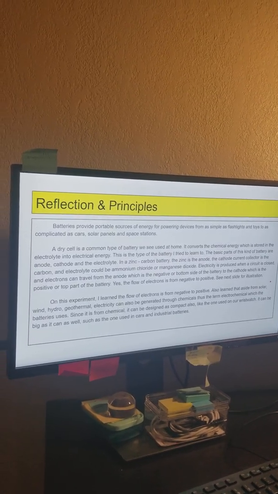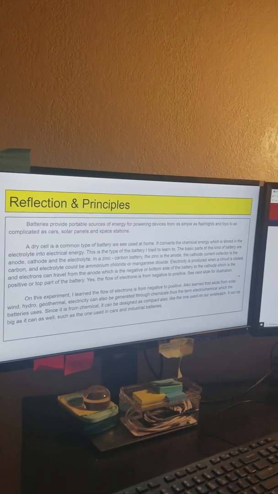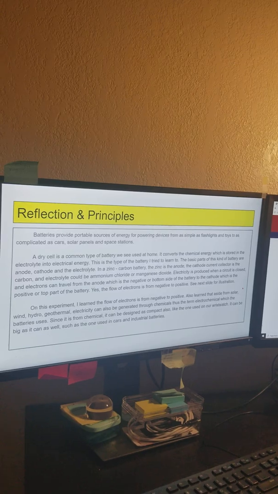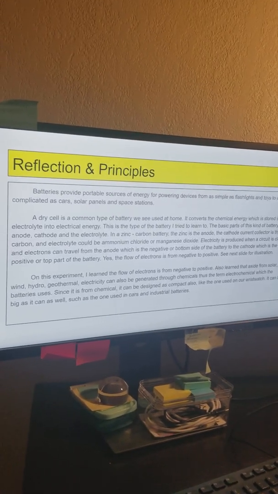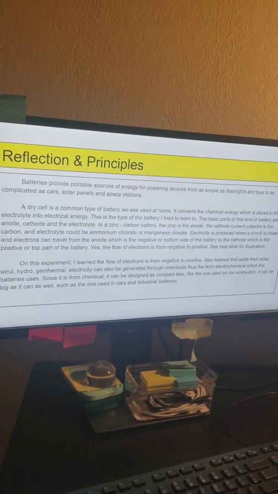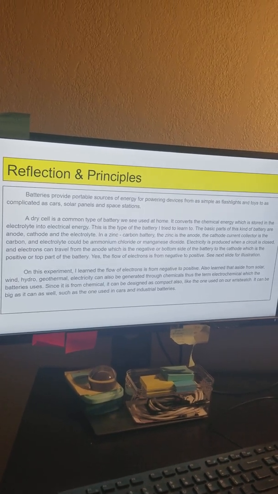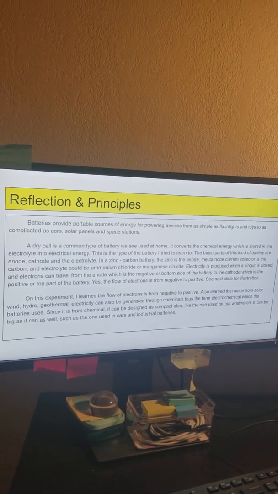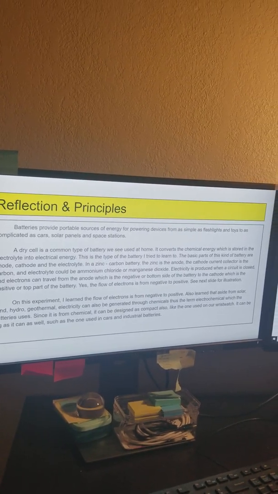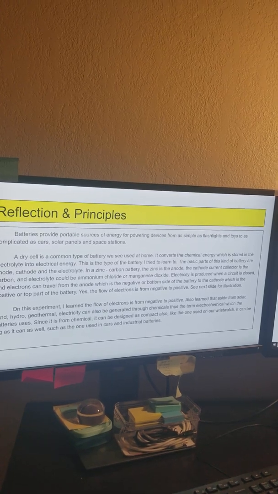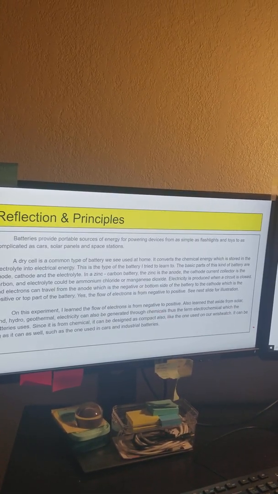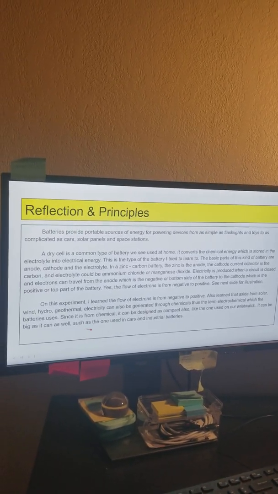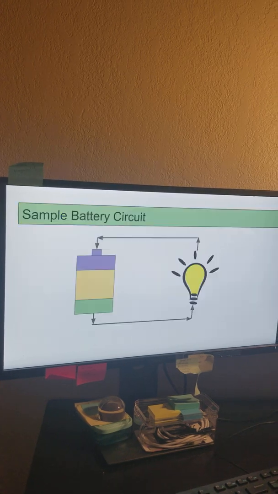In this experiment, I learned the flow of the electrons is from negative to positive. I also learned that aside from solar, wind, hydro, and geothermal, electricity can also be generated through chemicals, thus the term electrochemical, which the battery uses. Since it's from a chemical, it can be designed as compact also, like the one used on our wristwatch. It could be as big as the one used in cars and industrial batteries.